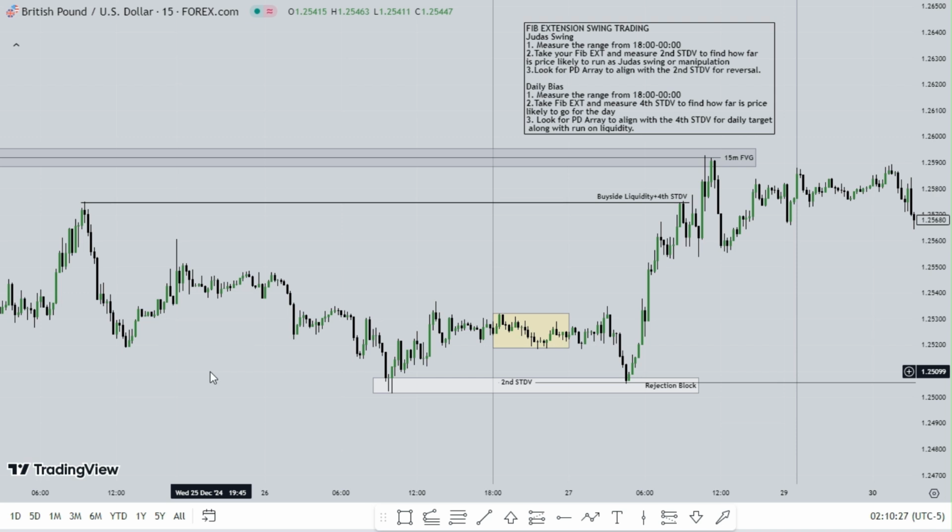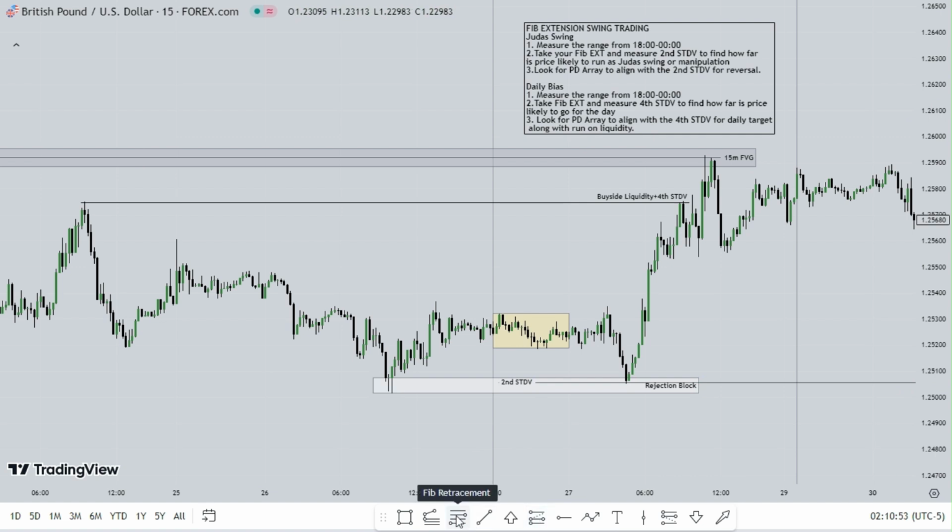Today we're going to be looking at the different ways to make a good swing trade and to find a manipulation and daily bias of the day. So now in this first example, we're going to be using the fib extension, which is this tool right here, the trend-based fib extension.